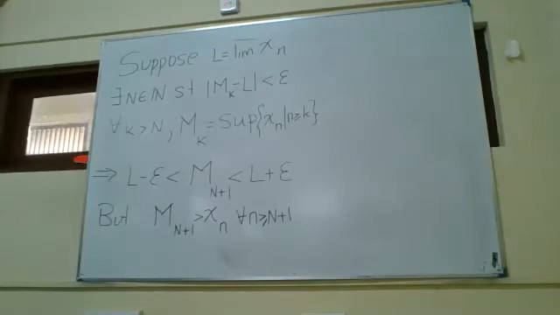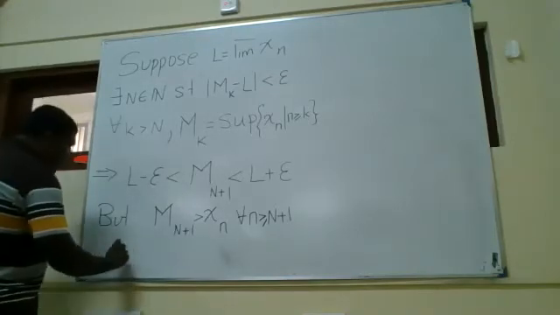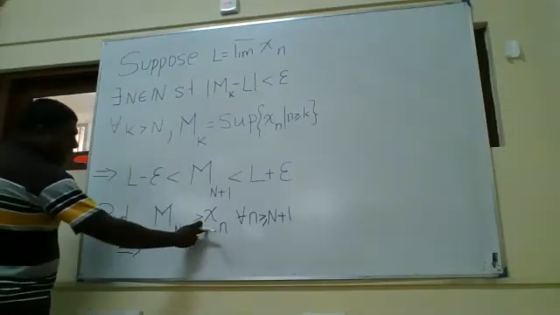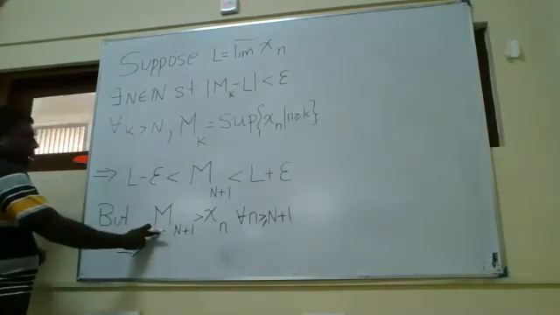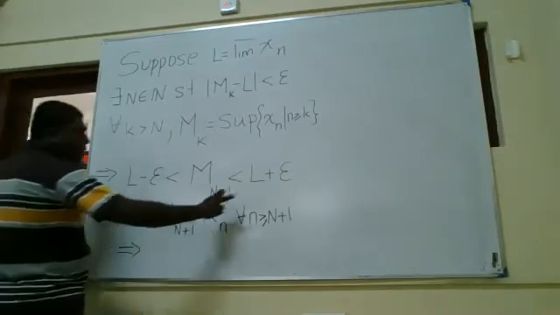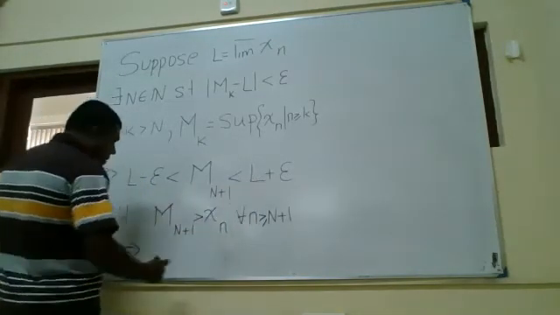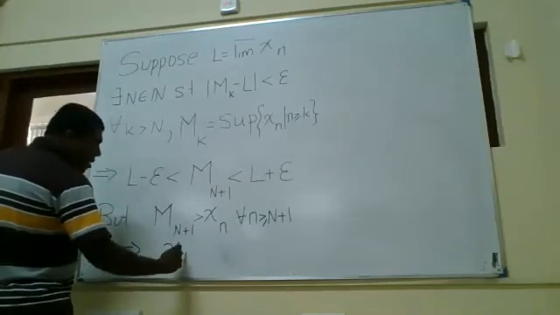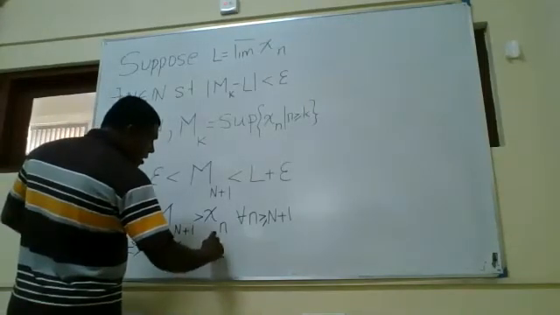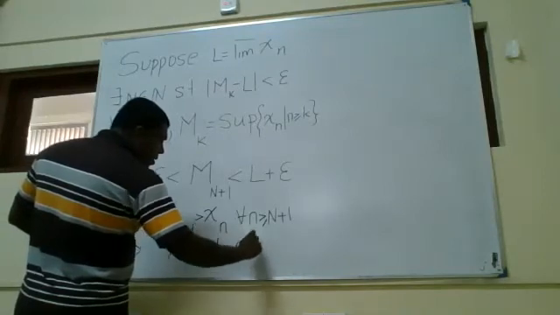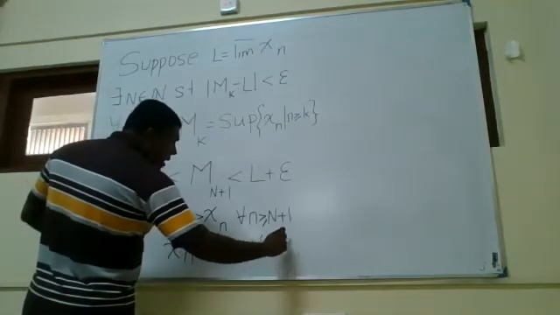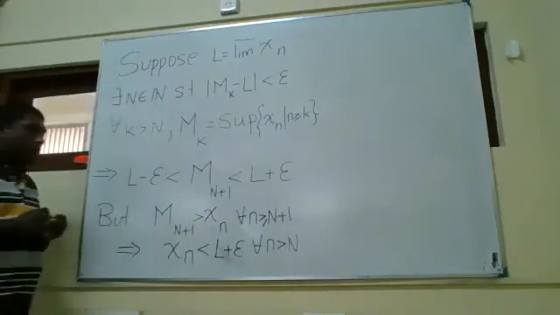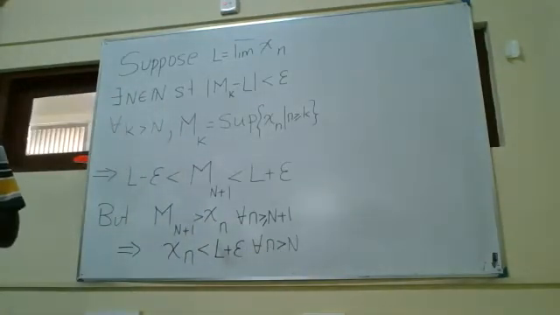So if I combine both of them, I get one inequality, right? xn is strictly less than mn plus 1, but that is less than L plus epsilon. So xn is less than L plus epsilon for all n greater than N. Because if it is greater or equal to N plus 1, then it will be greater than N. Right? So this is clear.